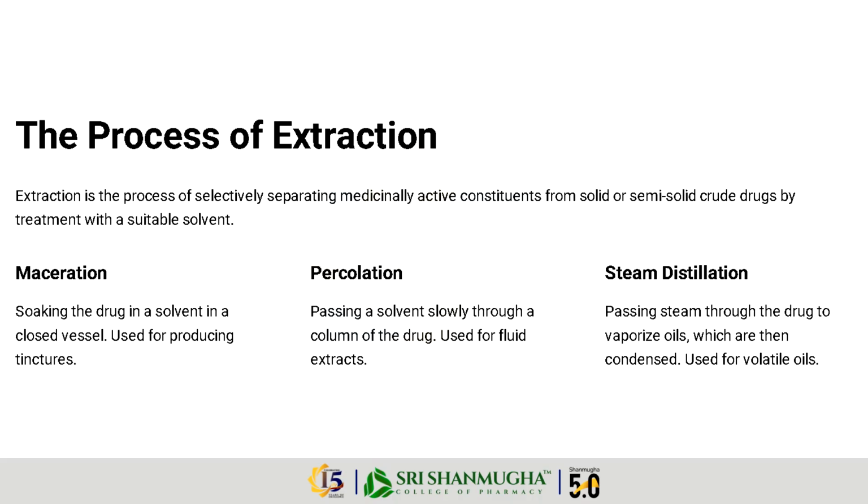Next one is steam distillation. Steam is passed through the plant material to volatilize the essential oil, which is then condensed and separated. This is the standard method for isolating volatile oil. These processes are core to pharmacognosy practicals; understand the principle, procedure, and suitable drug types for each.